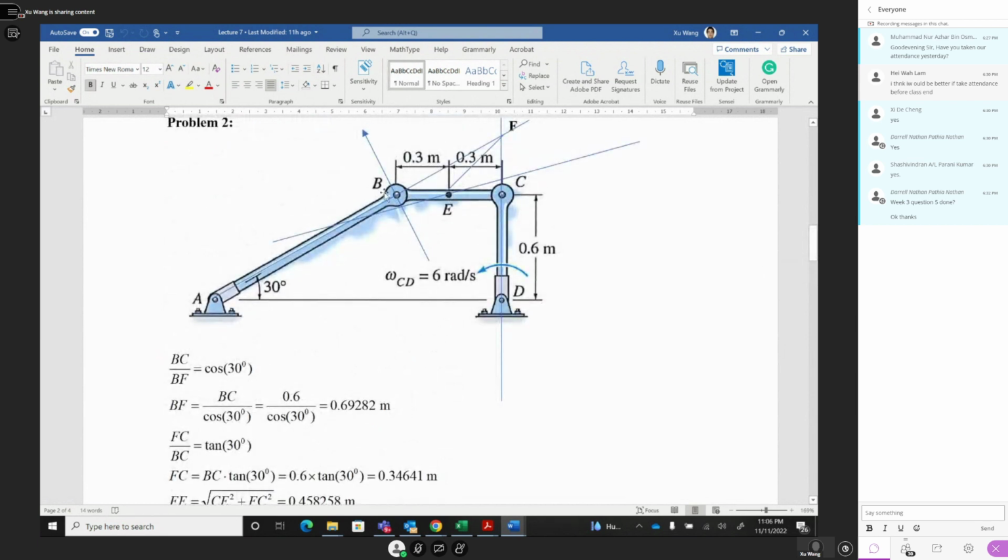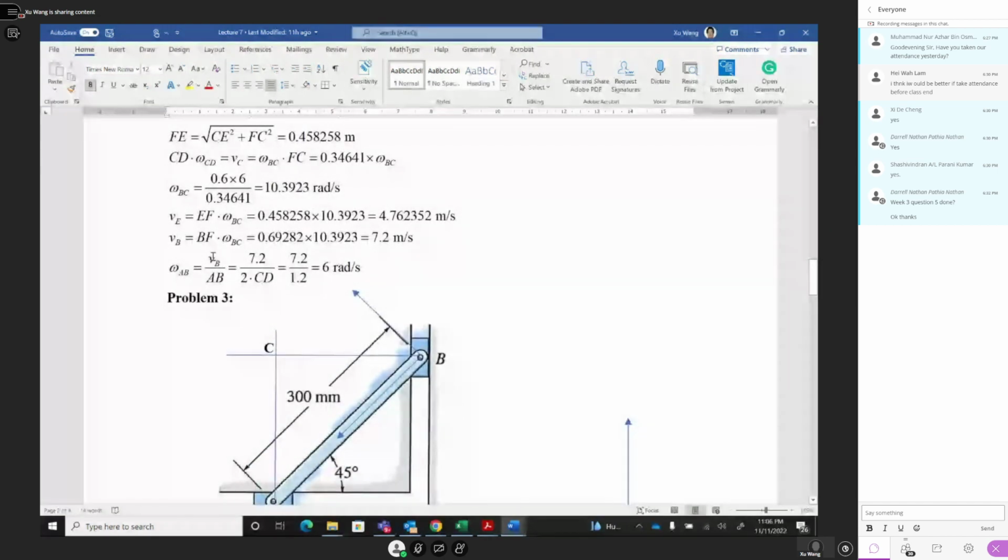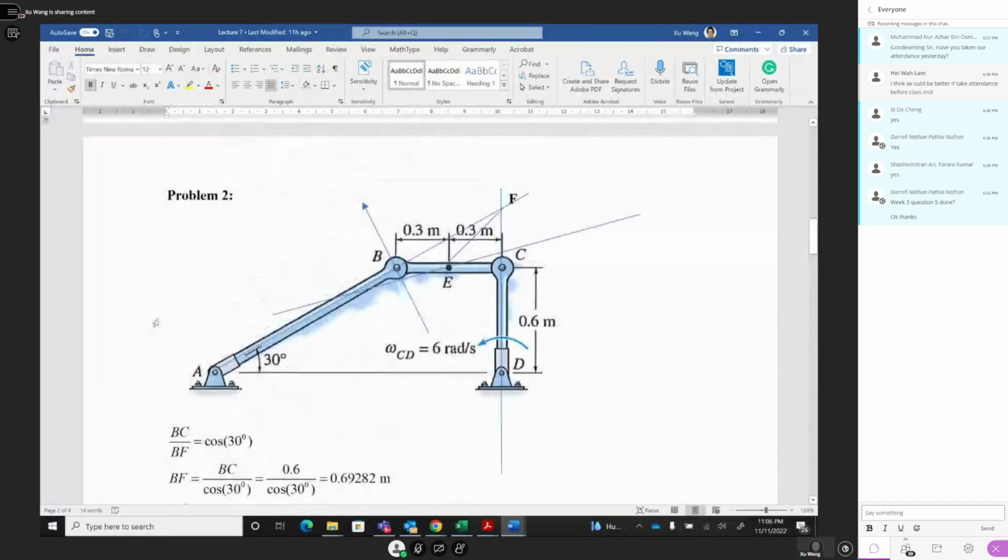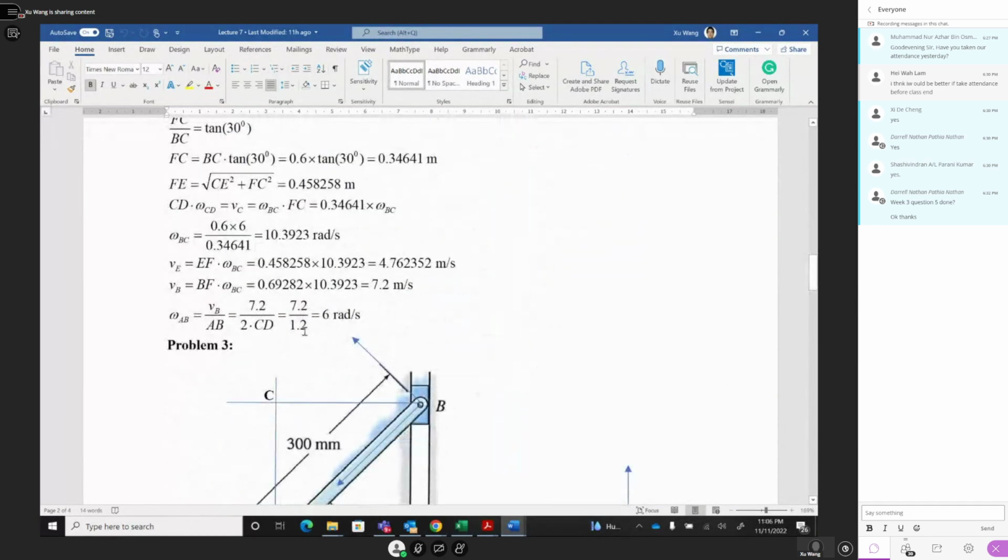You know VB velocity divided by AB radial, you get omega AB. So omega AB equals VB divided by AB, which is here. AB is what? This is 30 degree, so AB is twice of CD. CD is 0.6, twice is 1.2. That's why you get 1.2 here. And this same 7.2 is VB here, divided by 1.2. So you get omega AB equal to 6 radian per second.